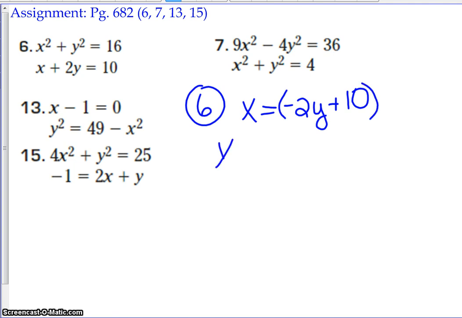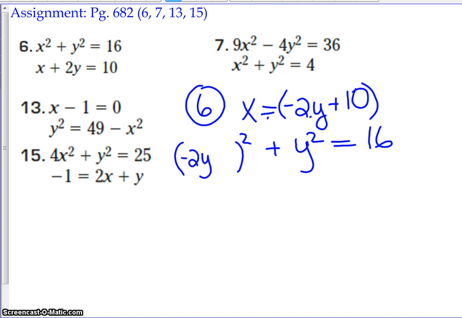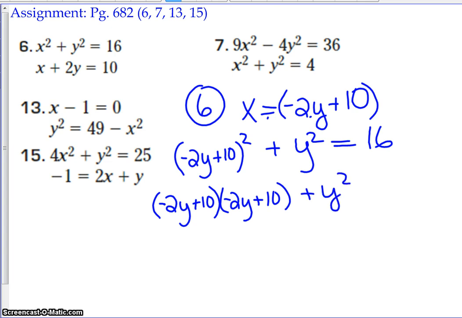My first equation, I have x squared plus y squared equals 16. Well, if x can be replaced with this, I'm going to go ahead and do that. I'm going to replace my x with negative 2y plus 10. Now remember that this isn't 4y squared plus 100. Please, please, please tell me that you remember that. What we need to do here is take negative 2y plus 10 times negative 2y plus 10 to square that. And here we have plus y squared.